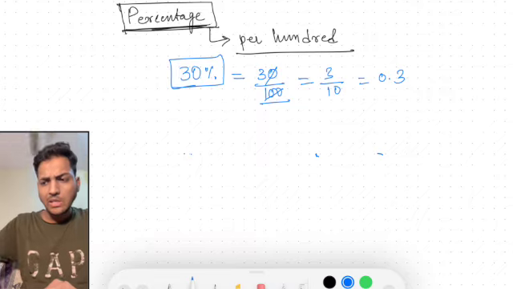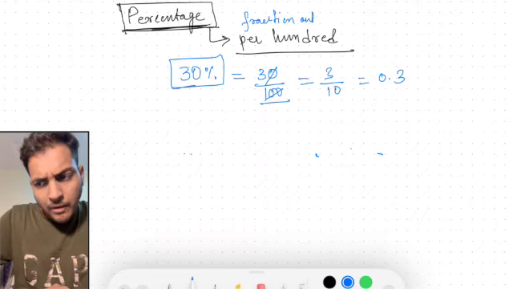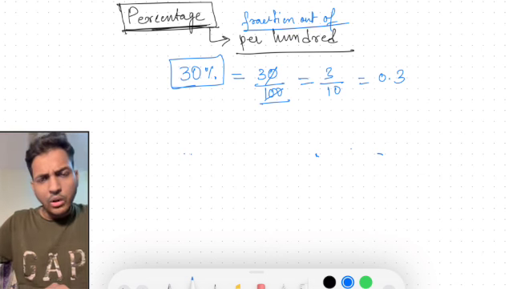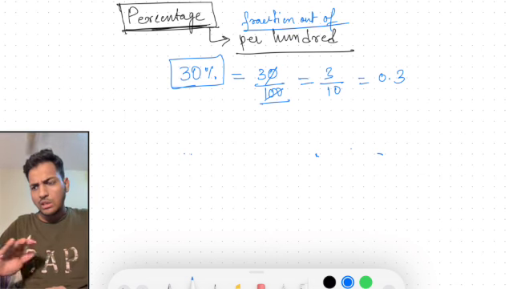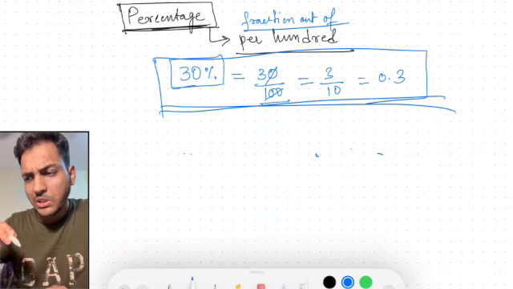So that means percentage is nothing but a fraction written out of 100. Are you getting what is percentage? A fraction written out of 100. But you have nothing to do with this literal meaning. This is of no gain to you. I just gave you the meaning, what percentage means.